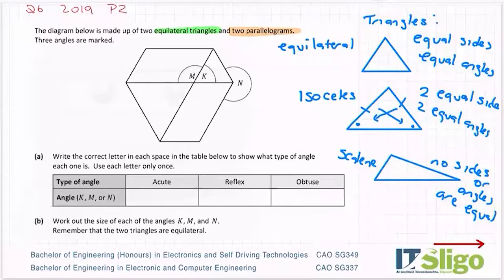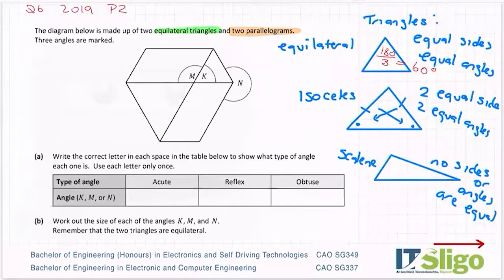Well, in an equilateral triangle, you have equal sides, equal angles. So if you remember, what do angles in a triangle add up to? They add up to 180 degrees. So the angles in an equilateral triangle must be 60 degrees each, because they're equal angles. So the three angles there are 60 degrees.